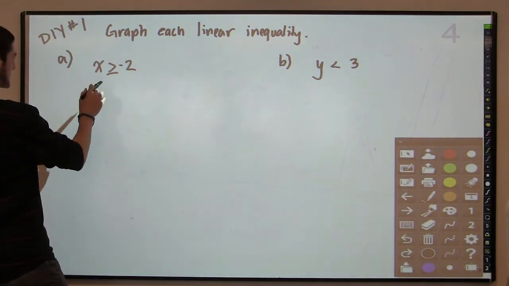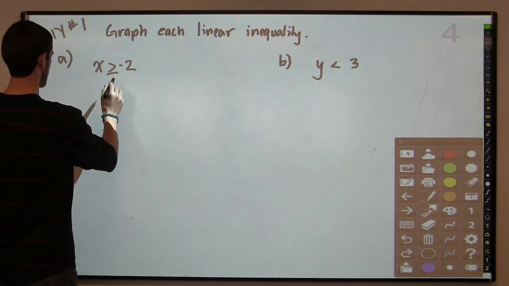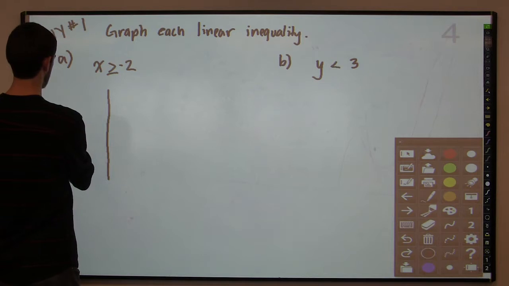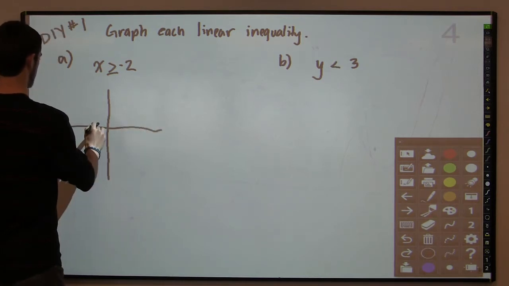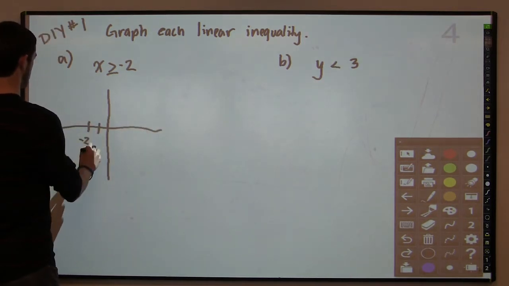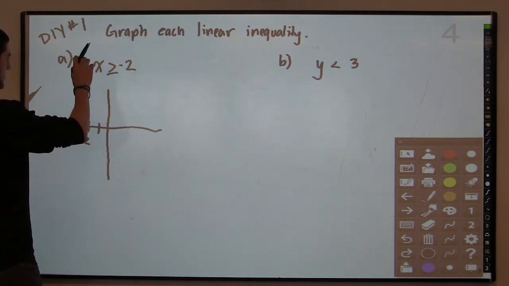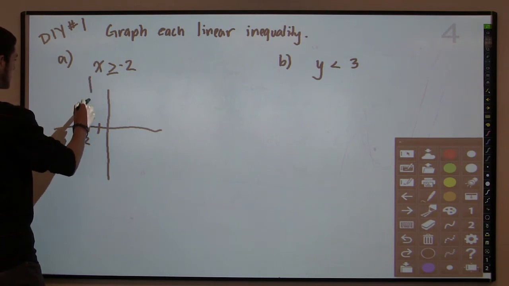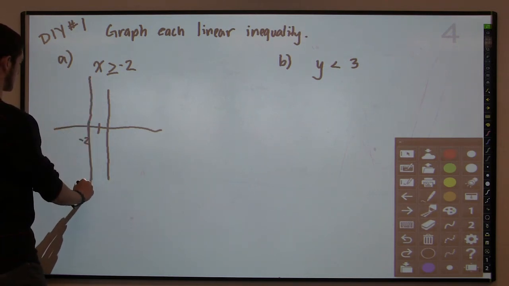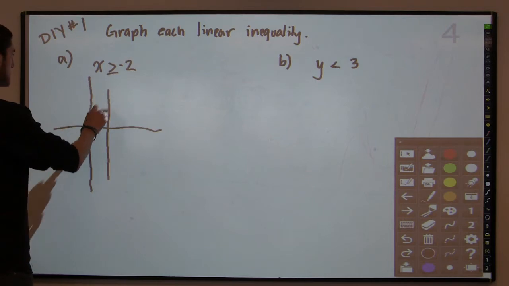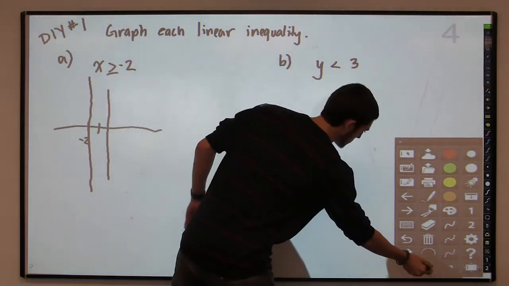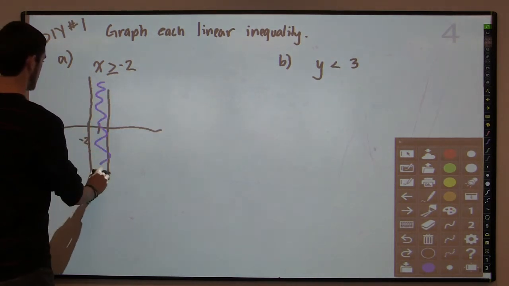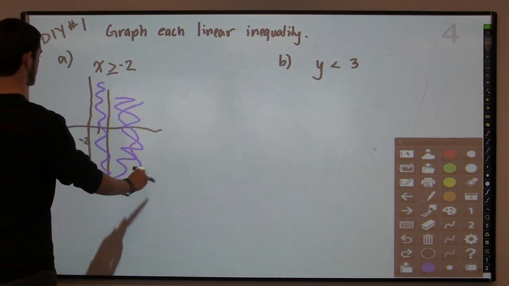Hello everyone. So, we have x is greater than or equal to -2. So it's going to be a vertical line at x equals -2. So we go, bam, -2. And it's going to be a solid line since it has an equal to part. And then since it's greater than or equal to, you shade to the right of it.